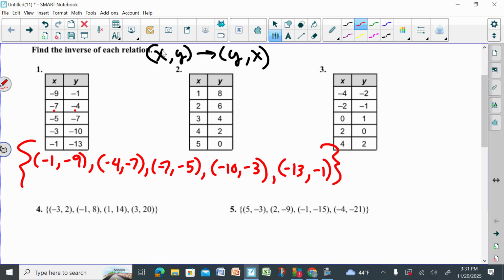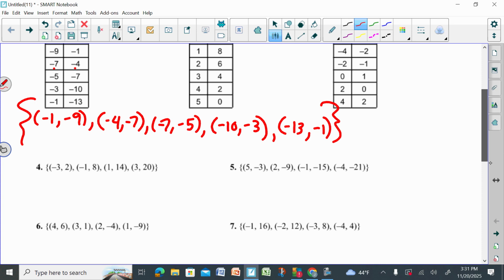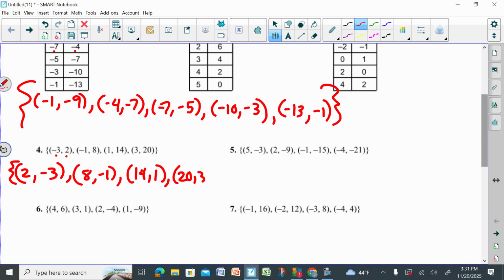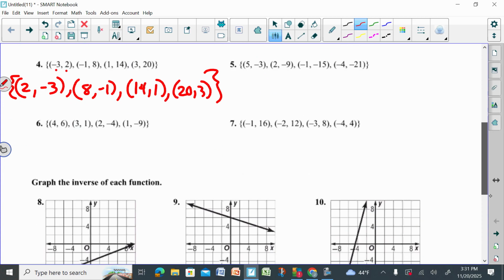Okay, number 4, same concept. It's just not in a table. It's in set builder notation. So instead of negative 3, 2, we're going to have 2, negative 3. Instead of the ordered pair negative 1, 8, we're going to have 8, negative 1. 14, 1 becomes 1, 14, and 20, 3 becomes 3, 20. That is what an inverse is. In all the ordered pairs, the x is your y and your y is your x.